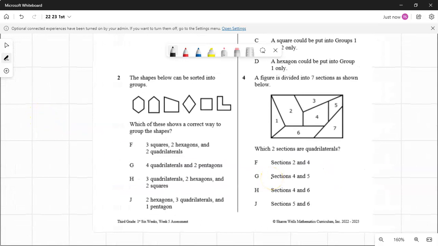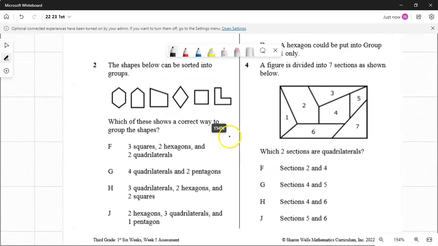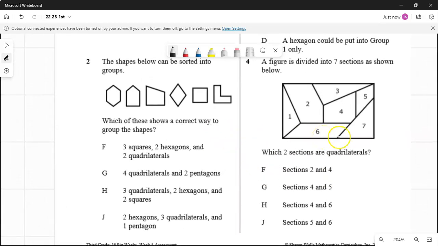So number 2, and I'm going to zoom in on that a little bit. Okay, number 2, the shapes below can be sorted into groups. And we have the shapes right there. Which of these show the correct way to group these shapes? And I'm looking at the first one right here, F. It says there's 3 squares. I look up here and I only see one appears to be a square. That's a rhombus and that's a trapezoid. So I can eliminate answer choice F.